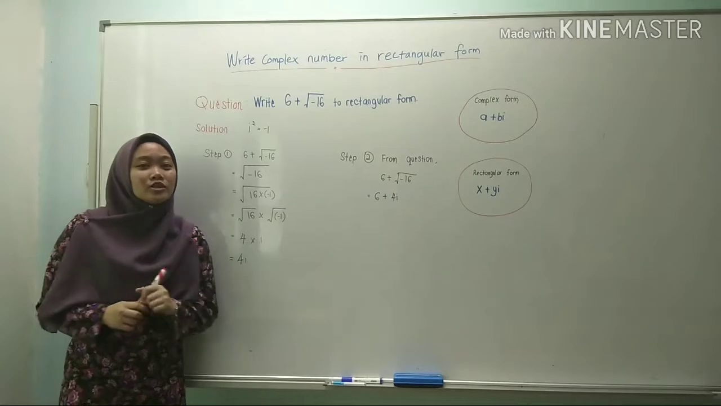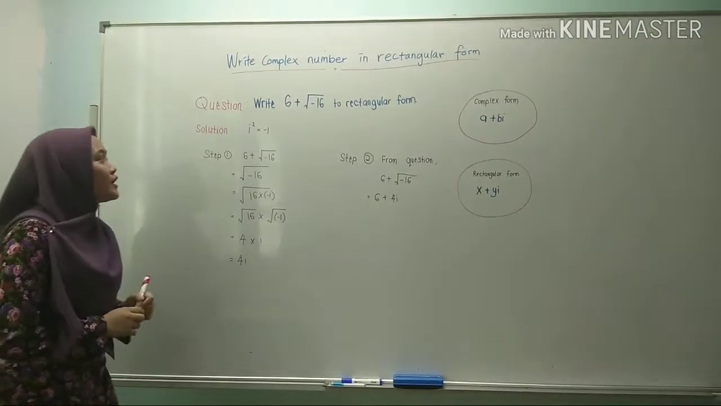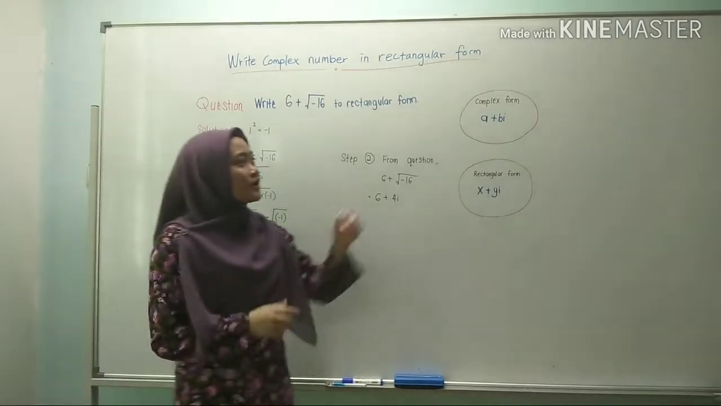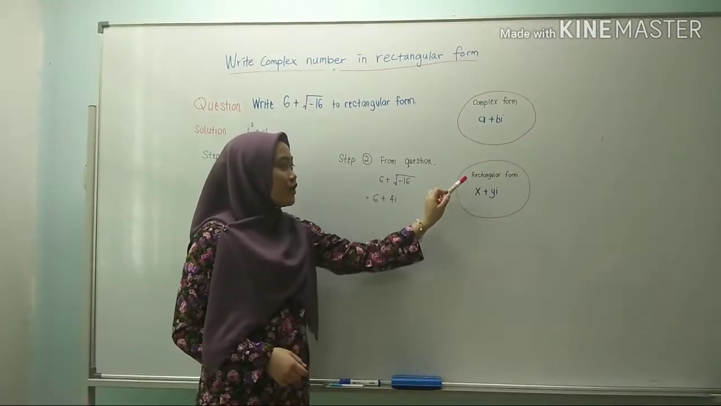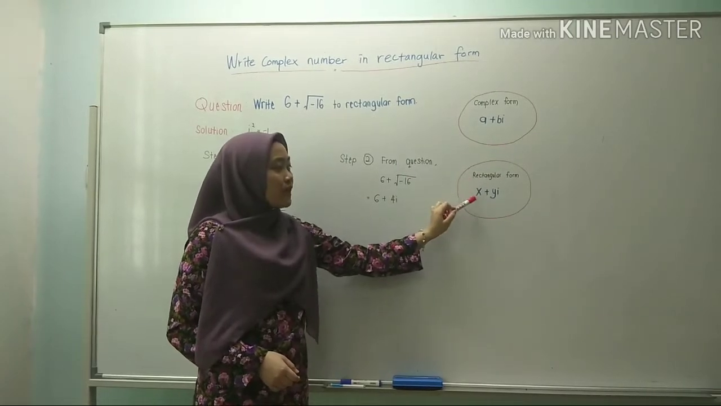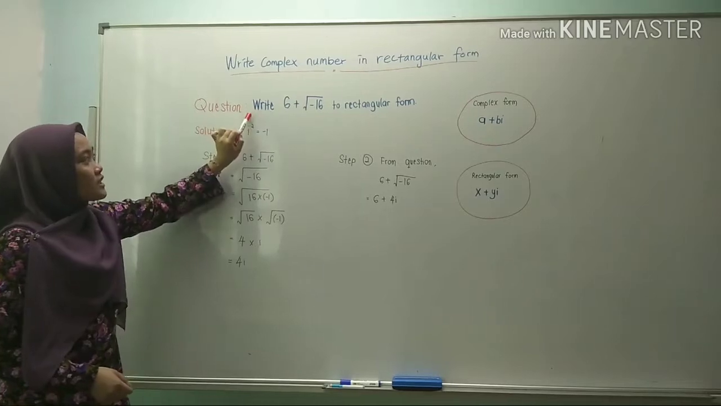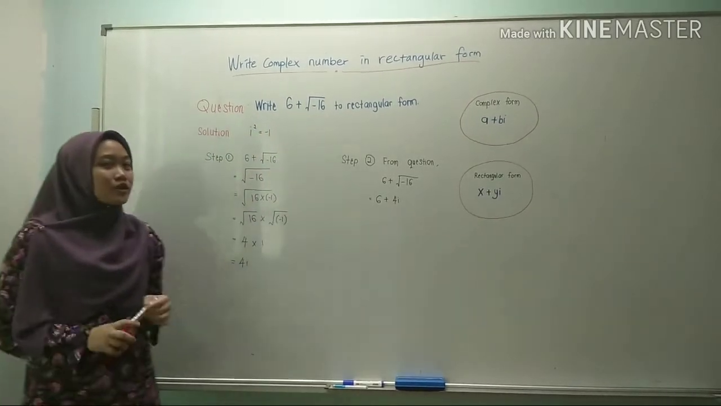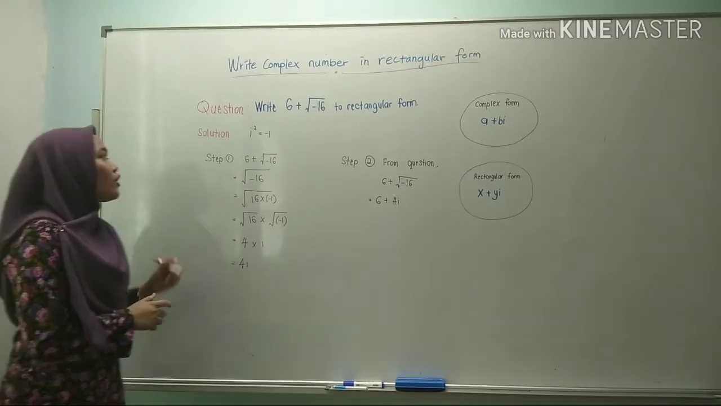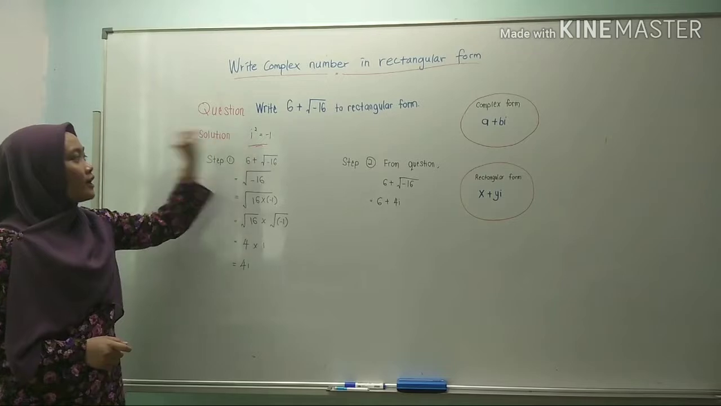Today I am going to teach you how to write a complex number in rectangular form. Basically, we know that a complex number is in the form of a plus bi. So for the rectangular form, x plus yi. The question says to write 6 plus square root of negative 16 in rectangular form. We all know that i squared is always equal to negative 1.